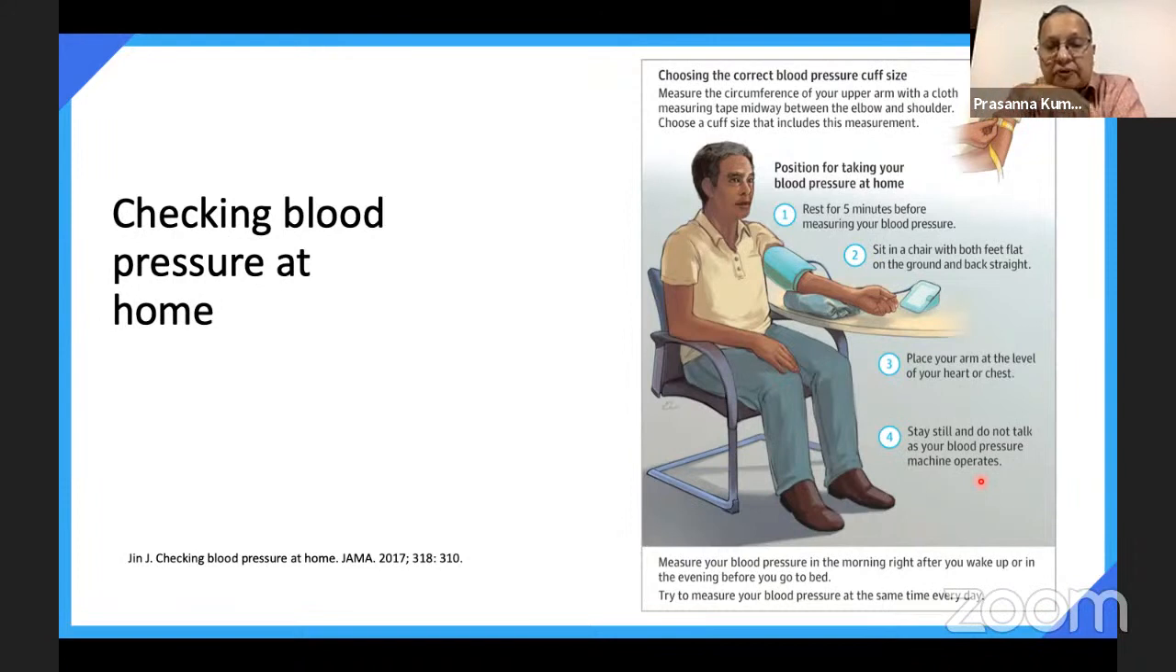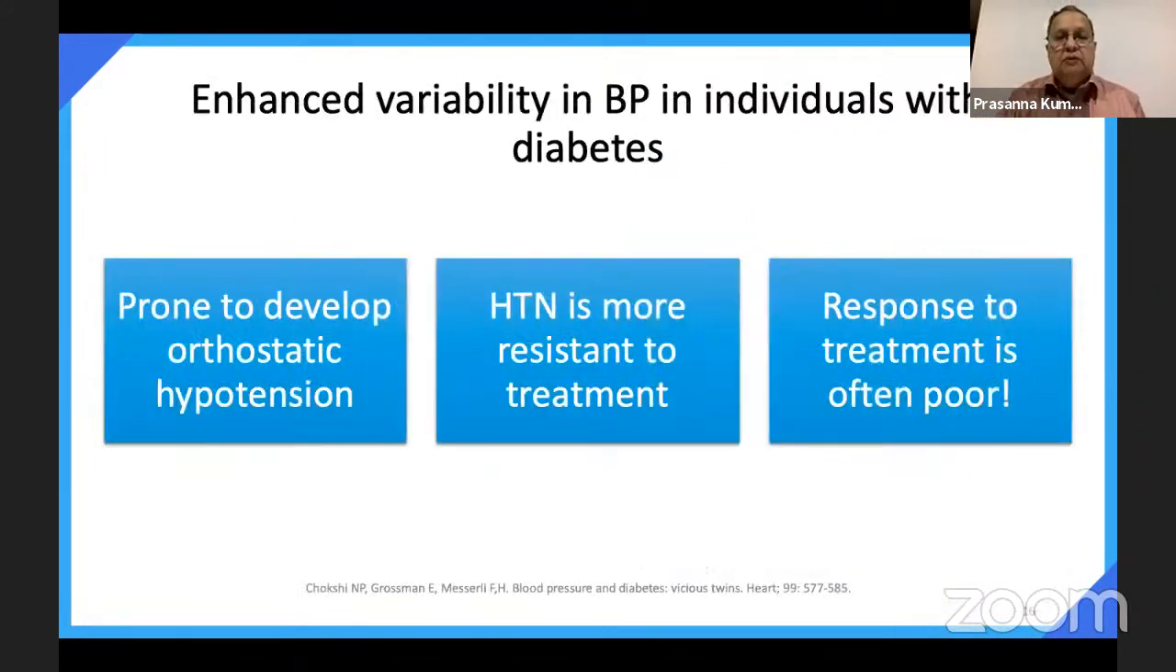It may be less in the afternoon. Try to measure your blood pressure at the same time every day. Suppose you are in the habit of waking at 6, every day between 6 to 7, measure the blood pressure. These are the instructions you should give to your patient.